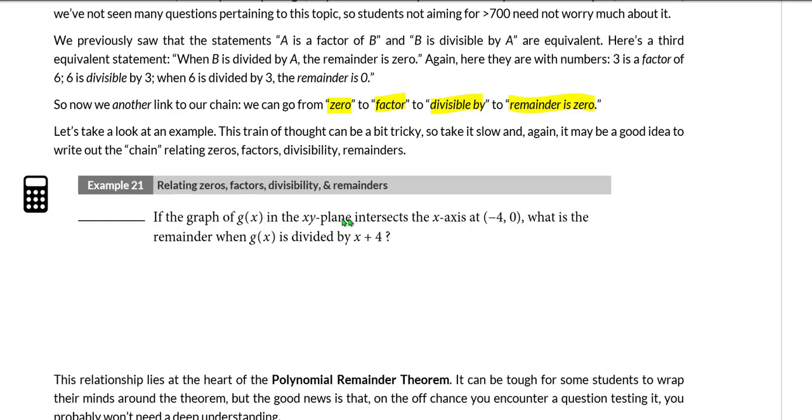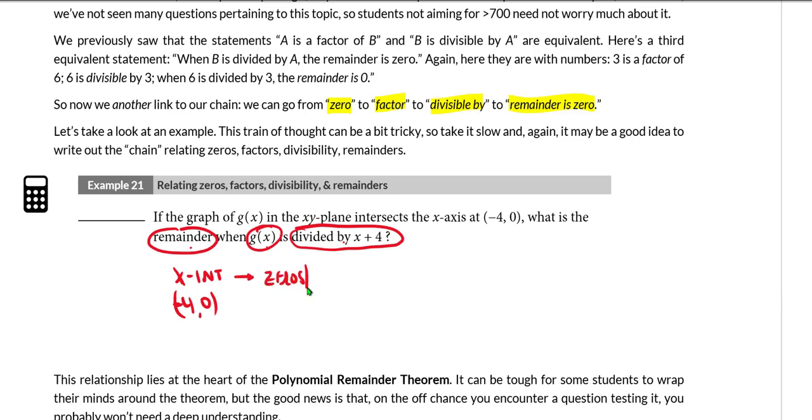If the graph of g of x in the xy plane intersects the x-axis at (-4, 0), what is the remainder when g of x is divided by x plus 4? I'm going to circle g of x divided by x plus 4. So again, let's go through the chain. We have an x-intercept at (-4, 0). Remember that our x-intercepts are exactly the same as our zeros or roots. So we know that this function g has a root of x equals -4.